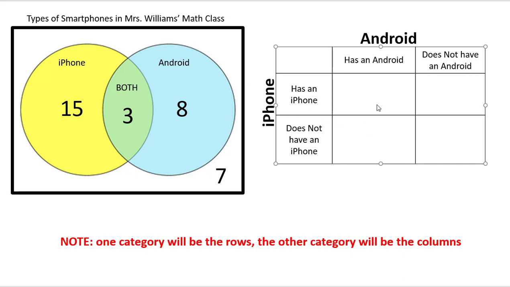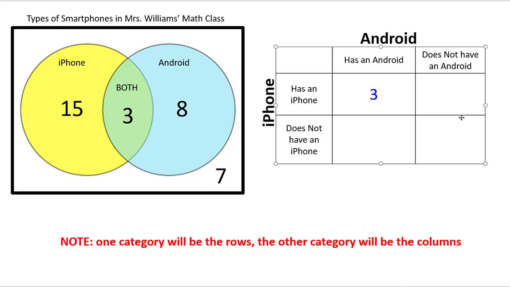And this table is called a two-way frequency table. So each column and row intersect. So here and here, here and here. So this square here means the students who have an iPhone and have an Android. So if we look at the Venn diagram, how many students have an iPhone and have an Android? Well, that would be the students who are in both circles. So right here. So that means right here we will put 3 because that's the number of students who have an iPhone and have an Android.